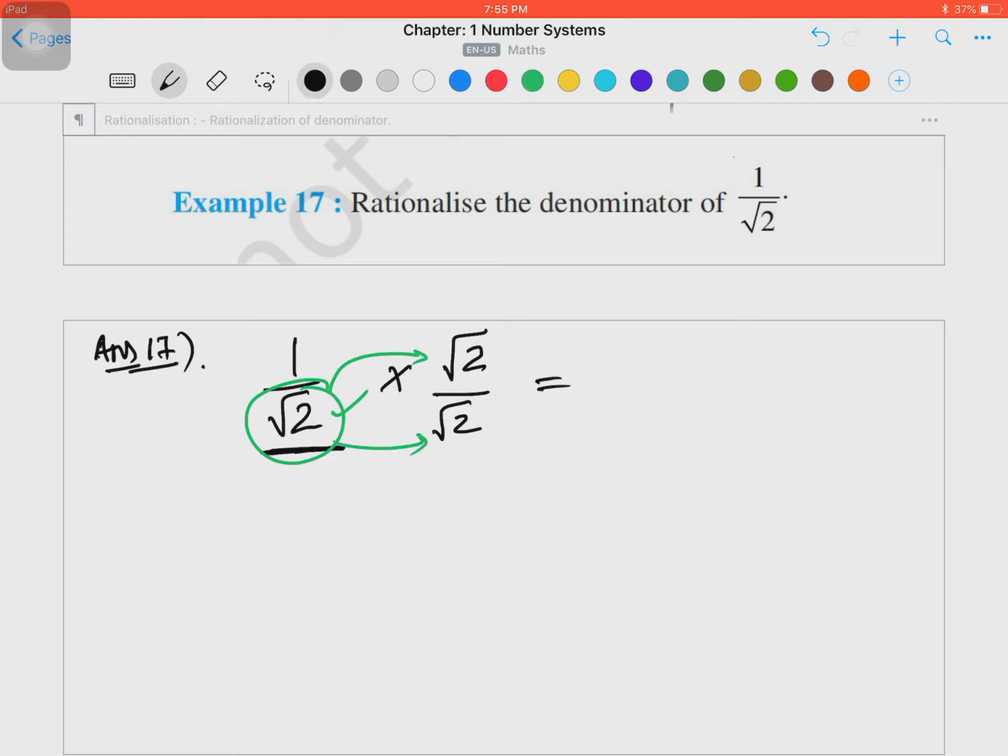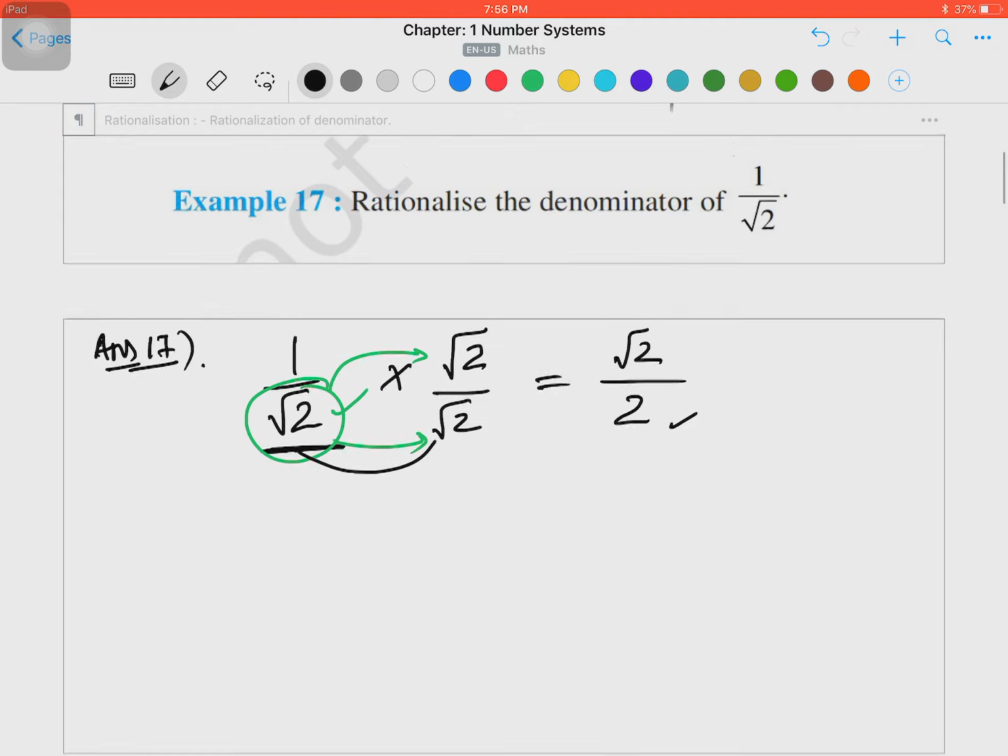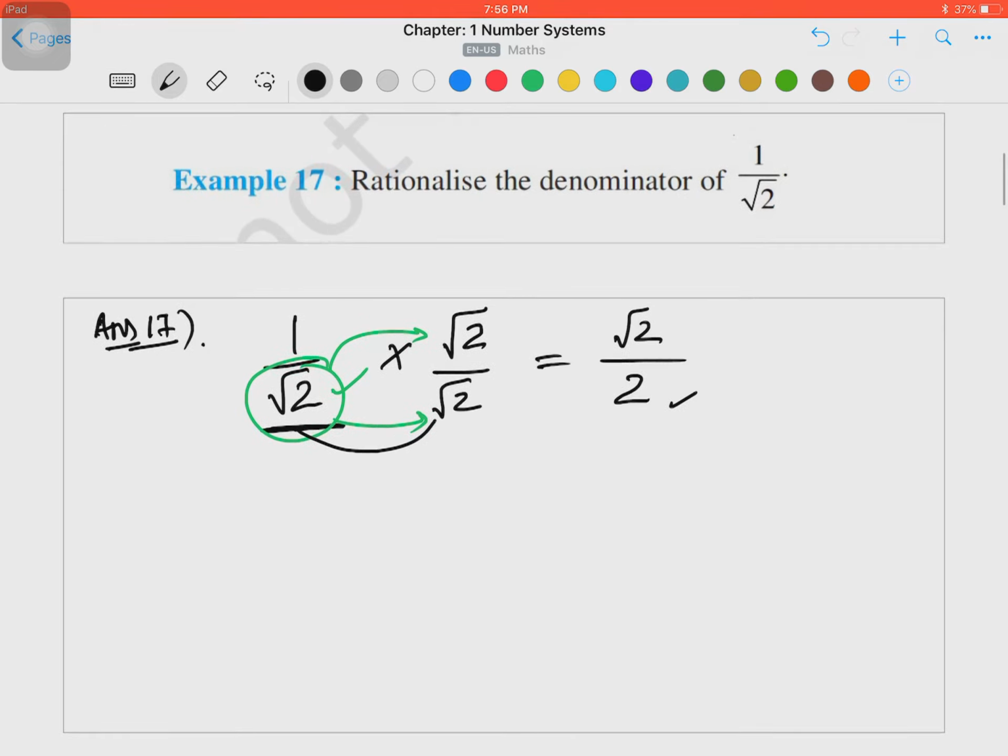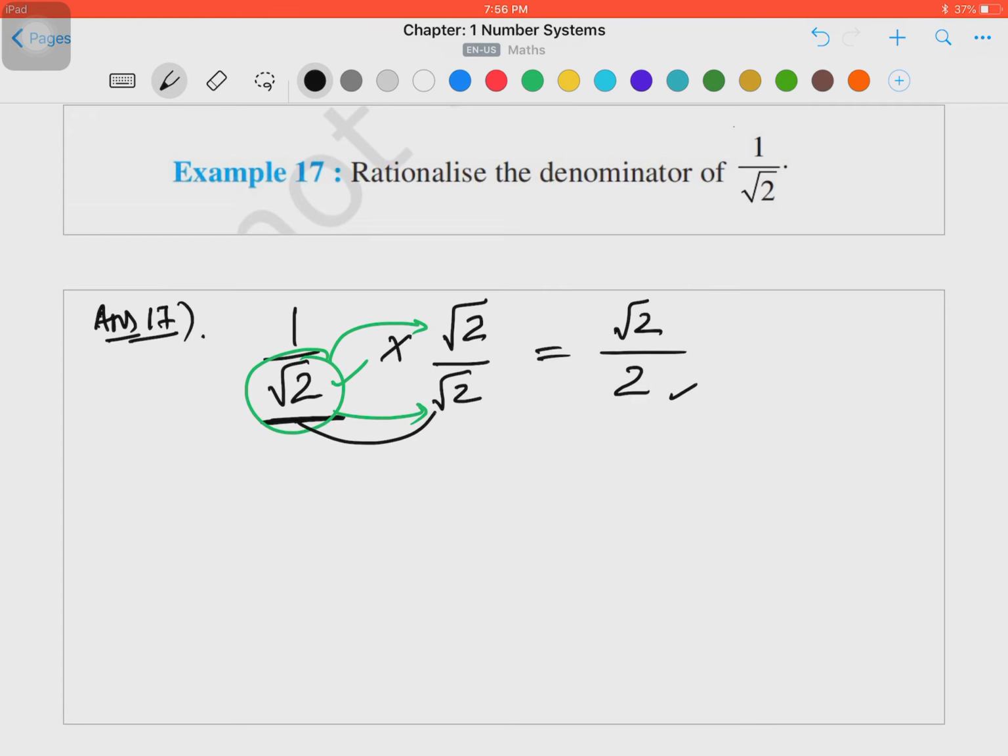Okay, so the result will be 1 into root 2 is root 2, and this root 2 into root 2 will be 2. So that will be your answer. So now this denominator becomes a rational number, and this process is called rationalization. Okay, clear? So what we simply do is multiply and divide by the denominator of the original number. So whatever result we get, in that result you will get the denominator as a rational number. Like in this case the answer is root 2 divided by 2.